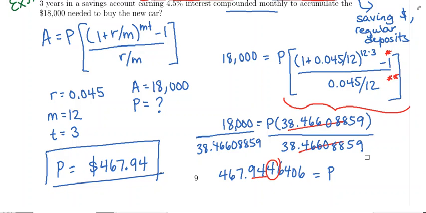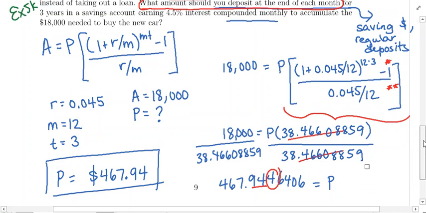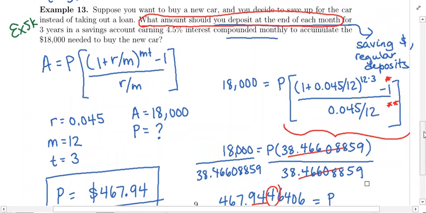Okay, all right. So now what we're going to do is we are going to jump to the next example, example 14. Okay, example 14 is related to this particular problem. Okay, what's going to happen is in example 13, we figured out that we could save $467.94 every month for 3 years. And between those regular deposits and the interest, we would accrue the $18,000 needed to go buy our car.